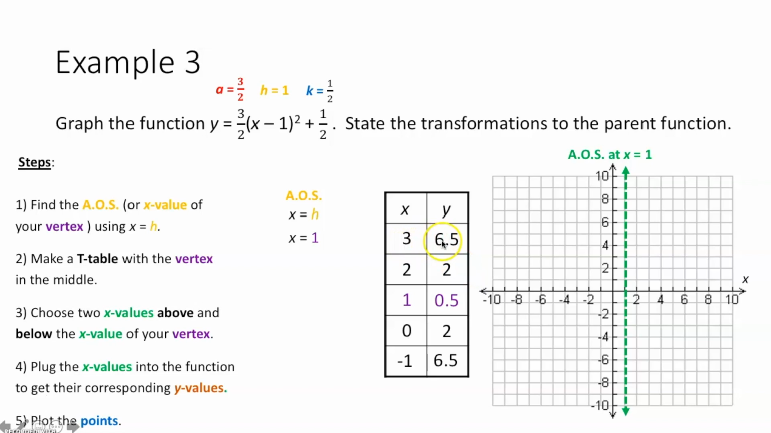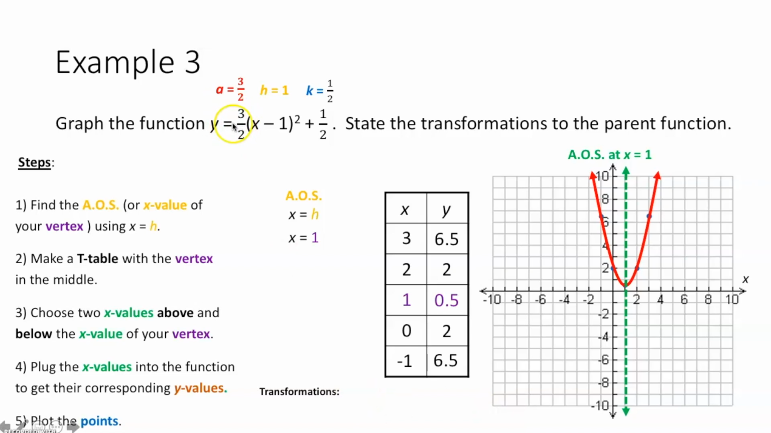So 3, 6.5: over 3 on the x-axis, up 6.5 on the y-axis, put a point. 2, 2: over 2 on the x-axis, up 2 on the y-axis, put a point. 1, 1/2: over 1 on the x-axis, up 1/2 on the y-axis, put my vertex. 0, 2: over 0 on the x-axis, up 2 on the y-axis, put a point. And then -1, 6.5: over -1 on the x-axis, up 6.5 on the y-axis, put a point. Draw a parabola going through those. Sweet, we did it. Now, transformations to the parent function.